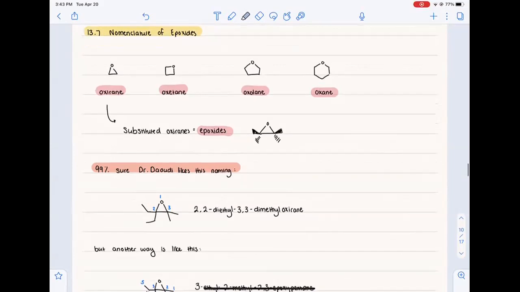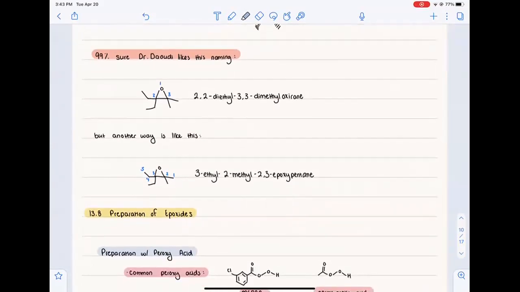Amazing, beautiful. This is naming for it. I'm pretty sure that Dr. Dowdy wants this one, and I know that because he told us that. But there are unfortunately two ways to, my iPad is frozen on the screen. For naming it, I was struggling with that part of the chapter right now.